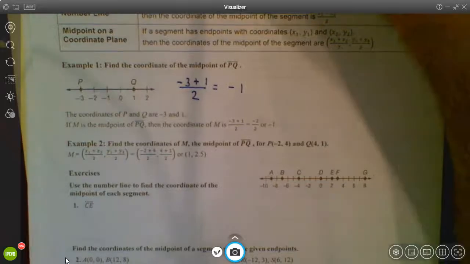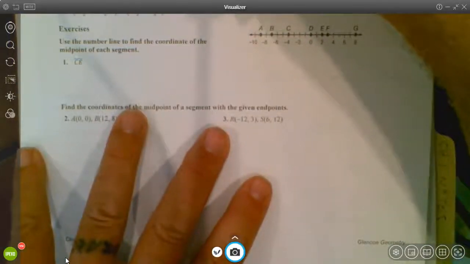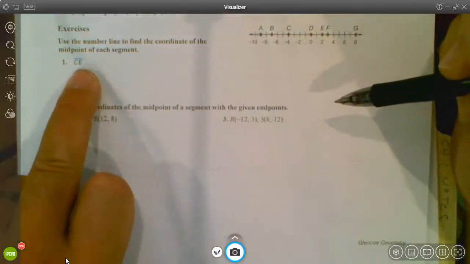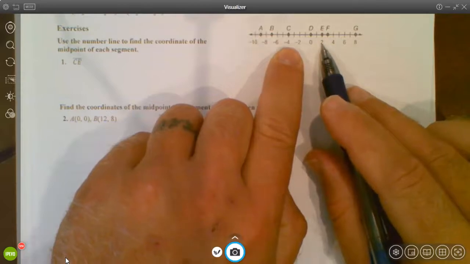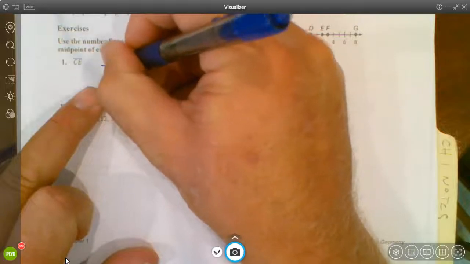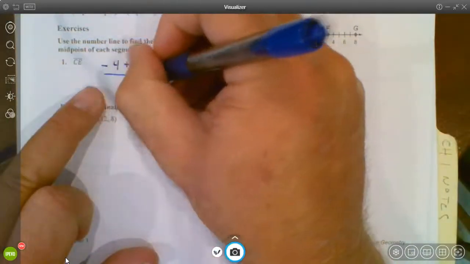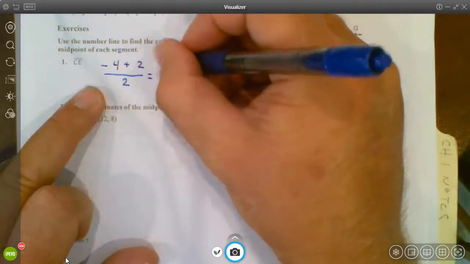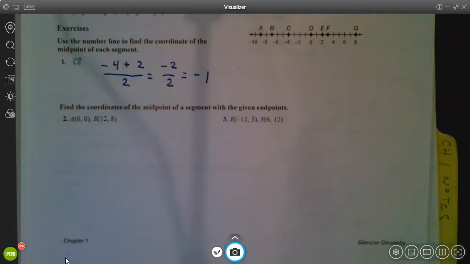So if you want to try, these are going to be our last 3. If you want to try any of these on your own before I do the video here, you can pause. So we're going to find the midpoint of CE. Here's C and E. It goes from negative 4 to 2. So if I want the middle, I'm going to find the average, which is to add them and divide by 2. If I clean that up, negative 2 over 2 is negative 1. All right, so that's just the basic number line.